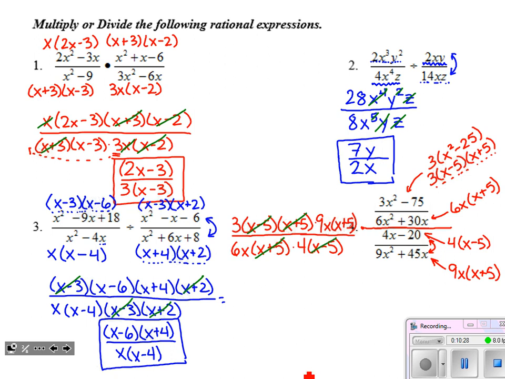Across the top, now I just have 27x. Ooh, and actually, timeout. There's a loose x in both numerator and denominator. Those cancel out. So my numerator is just 27 times x plus 5. And the denominator, everything canceled except 6 times 4. That's 24. And we can clean that fraction up. Divide top and bottom by 3. I get 9 times x plus 5 all over 8.